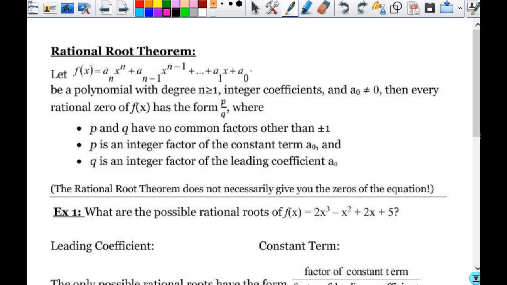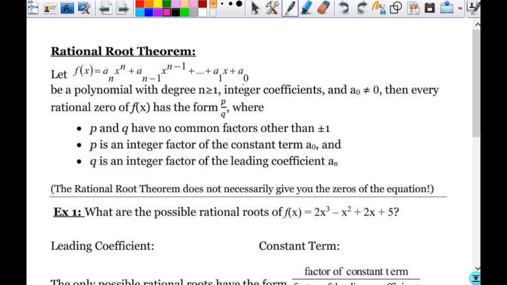But it says, let this be a polynomial with a degree n greater than or equal to 1. So we have a polynomial, probably just a cubic or a quartic. Right now we're really solving, and we're going to look at a few bigger ones here today. Integer coefficients, okay, so whole number coefficients. And a sub 0 is not equal to 0, which means we have an actual constant there.